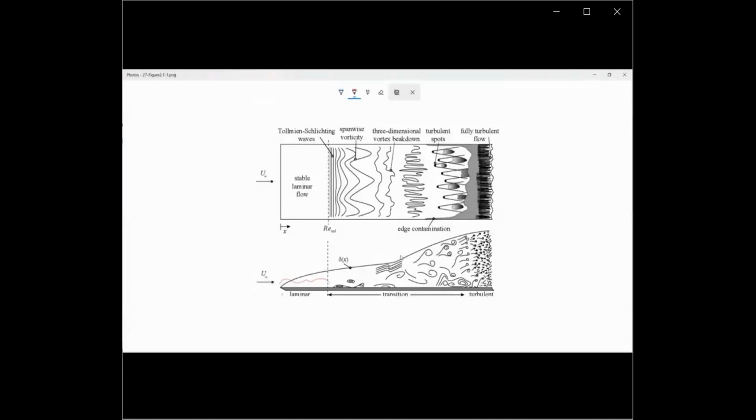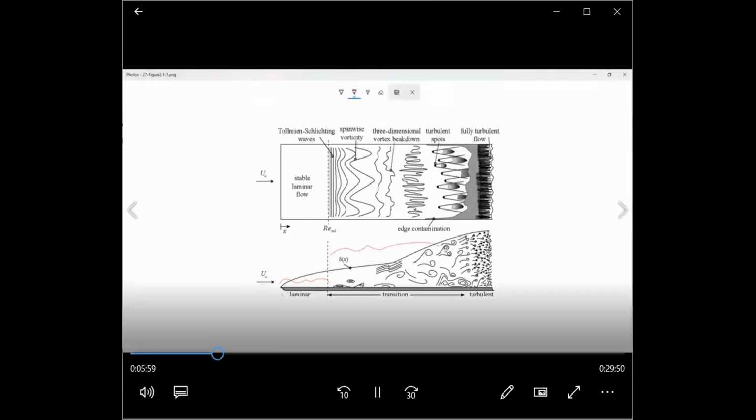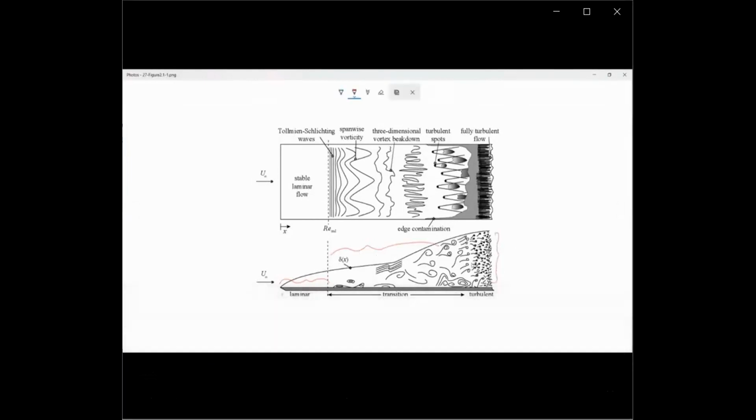Then the laminar boundary layer goes through a transition process, whatever that is. And then at the end of the transition process, we end up with a completely different boundary layer called turbulent boundary layer.